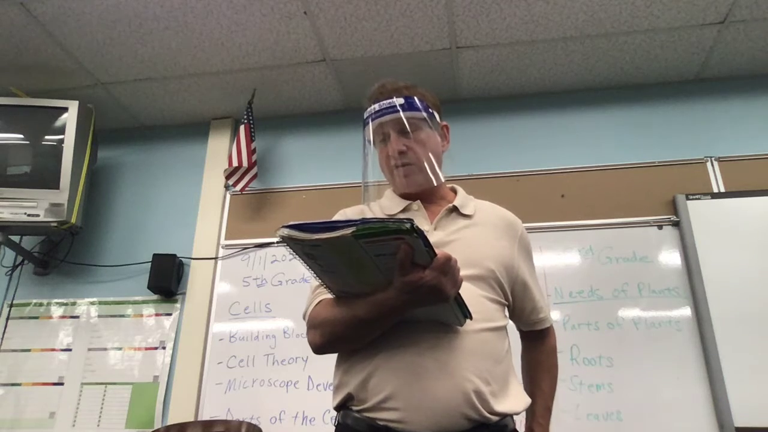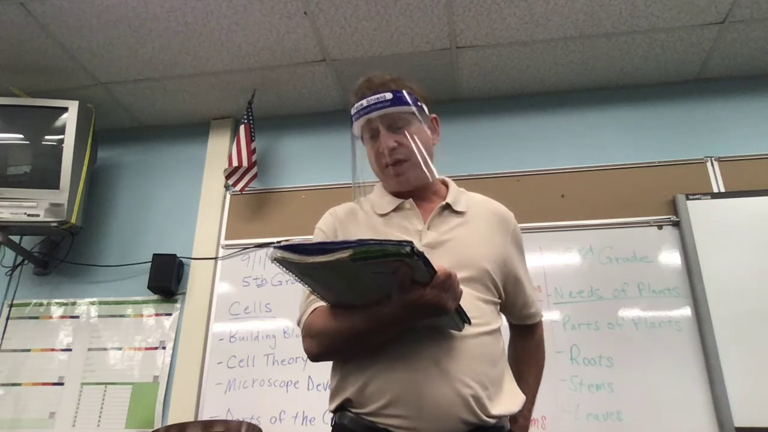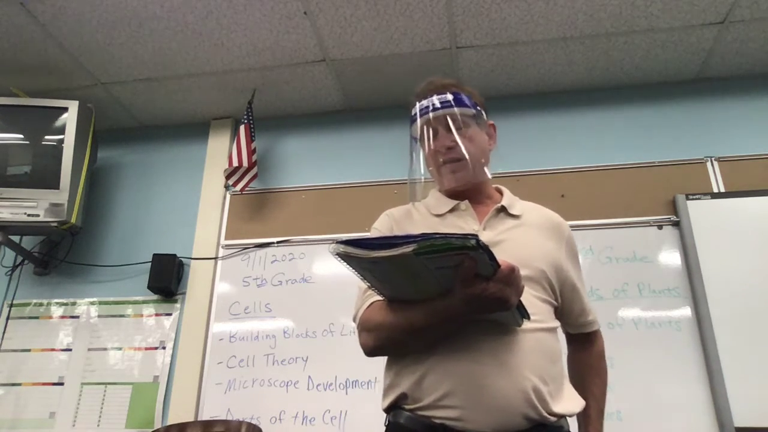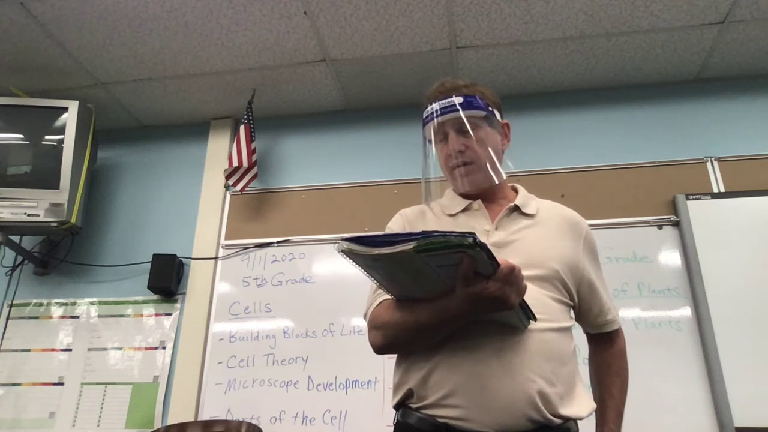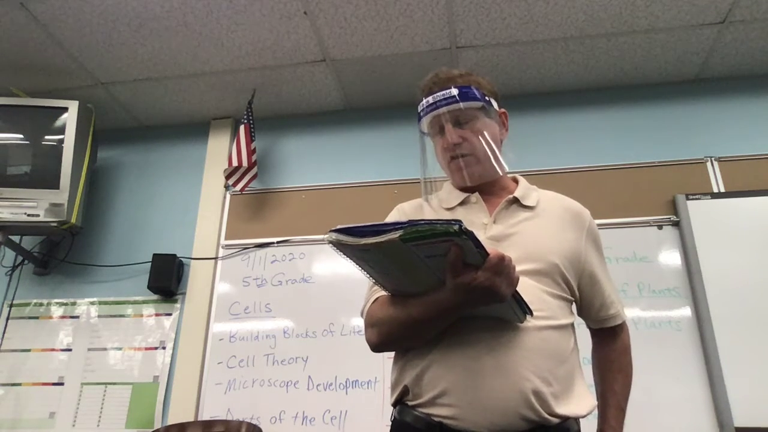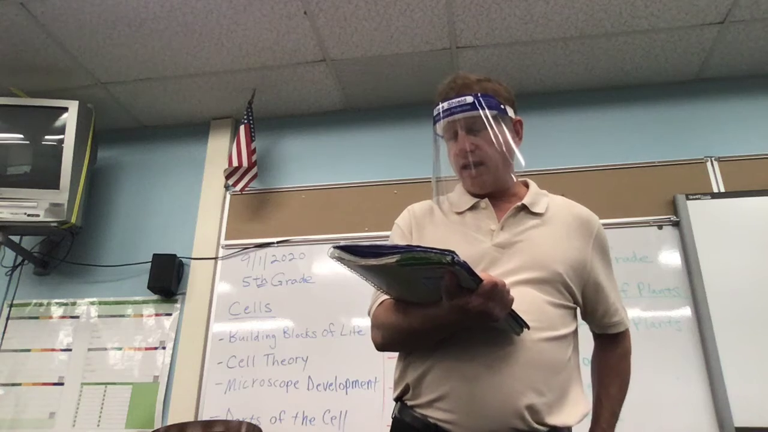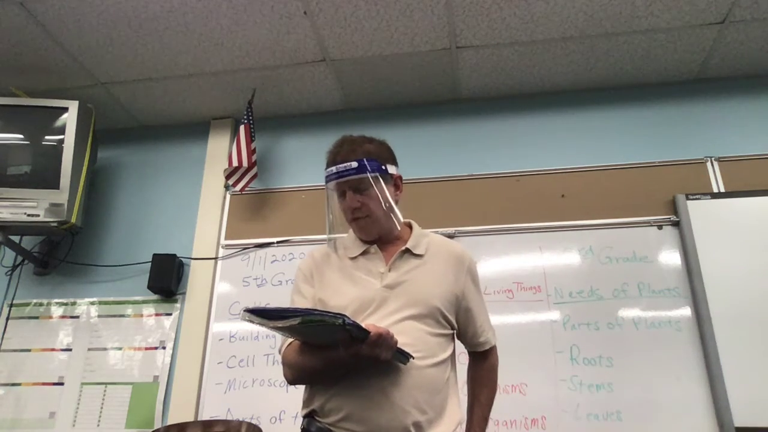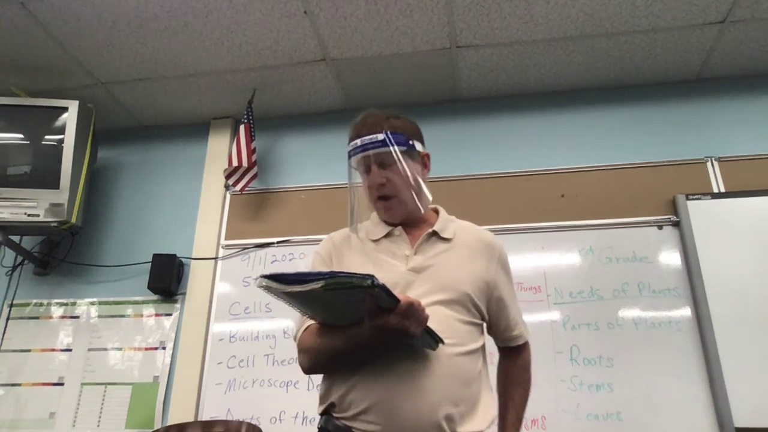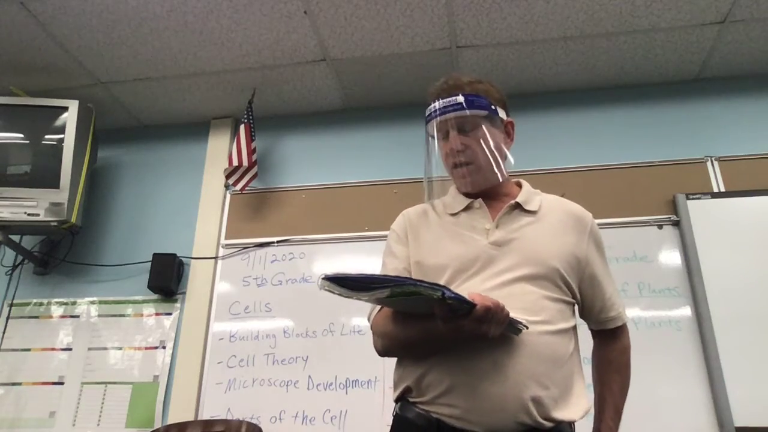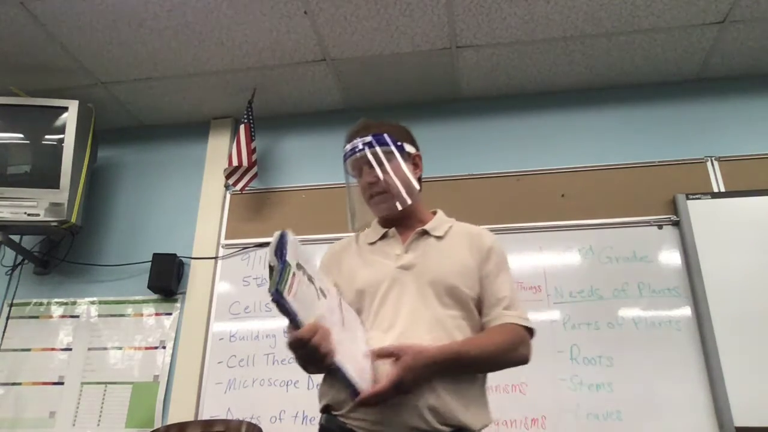Humans have cells that are, for example, tissue. It's a group of similar cells working together. Muscle tissue, nerve tissue, stomach tissue. And then we have the organ system, a group of organs that carry out life processes, such as your stomach, your digestive system, and your nervous system.